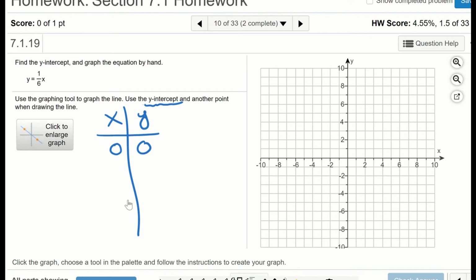So since I have no limitations on what values of x I can use, I'm going to get clever here, and I'm going to use 6 because I know 1/6 times 6 would eliminate the fraction and give me a whole number. So I notice that if x equals 6, y is going to be 1/6 times 6, which is 1. Like that. See, that's much nicer. So now I just go ahead and plot those.